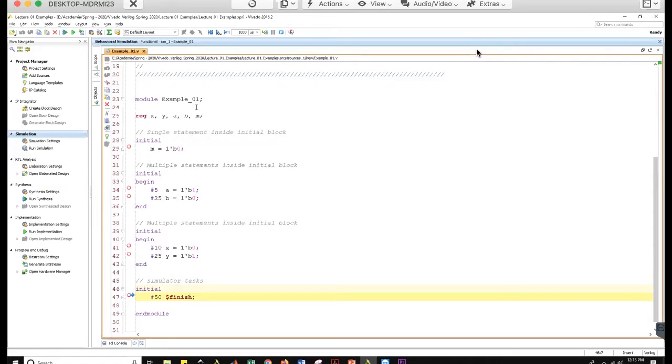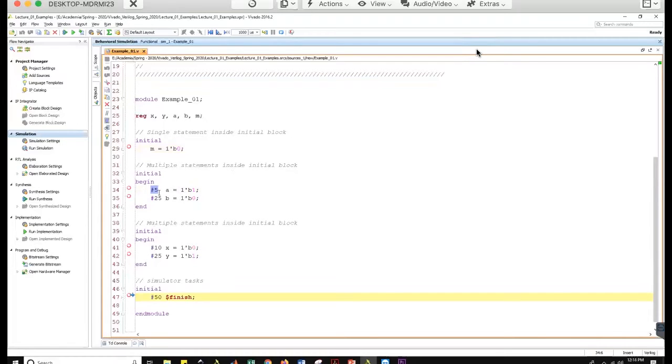So if you look at the timings, there's no timing here, but there are some delays used here. As we discussed in the last lecture, these delays are basically the starting time of the simulation. If there's no delay mentioned, the simulation of this initial block will start at t equal to 0. The starting of this initial block will be at t equal to 5.